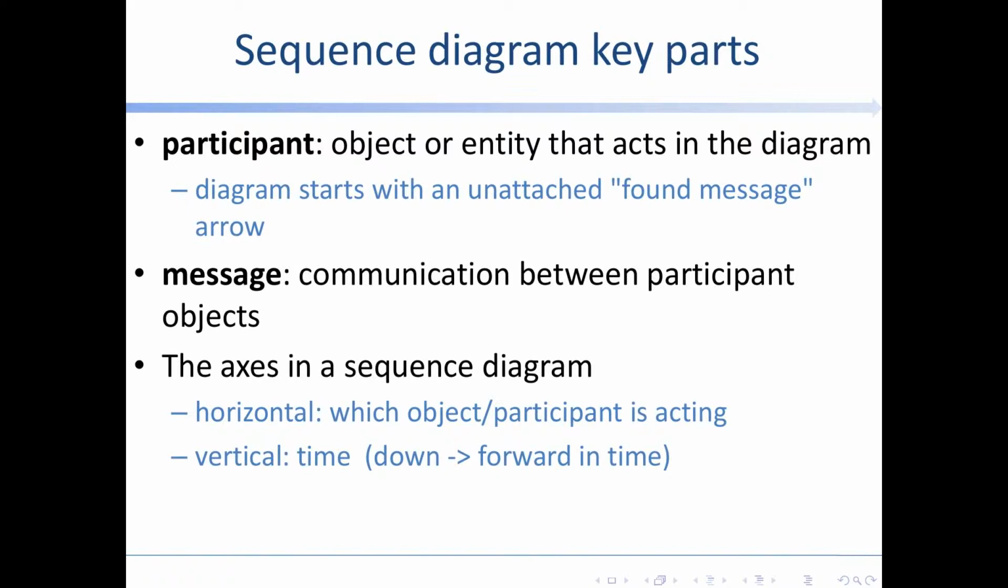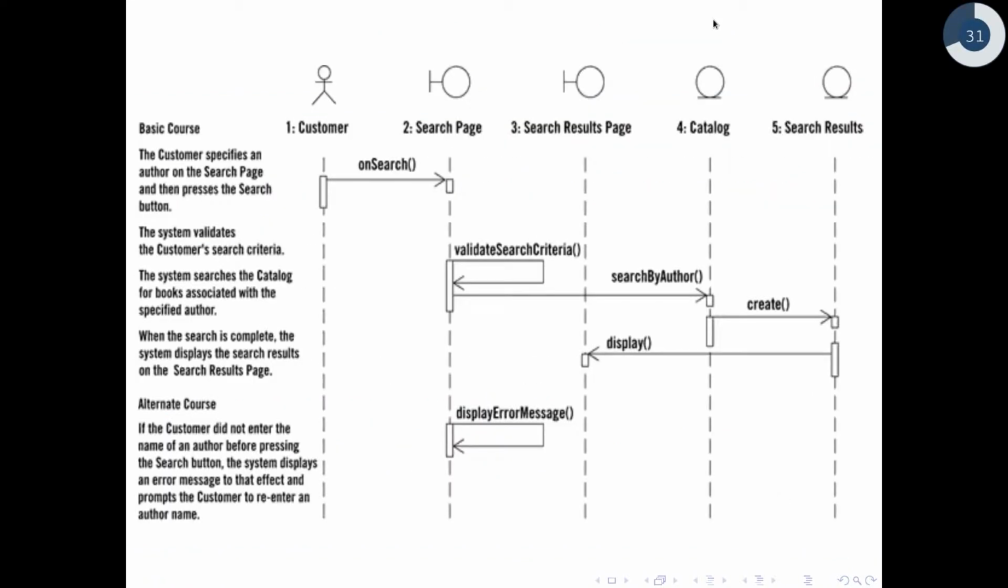For example, when you start the program, you click start and then it goes to a new interface, so the control is going from the first interface to the second interface, and so on and so forth. Now the axes in the sequence diagram: there's a horizontal and a vertical axis. The horizontal axis shows the objects, so each object will be in a different horizontal position, and vertical is showing time. You'll see that in this example in the next slide.